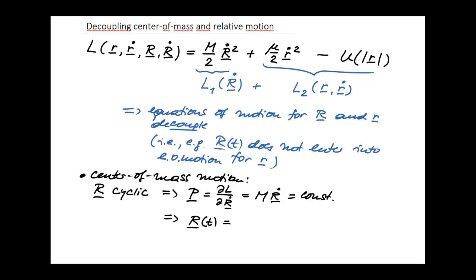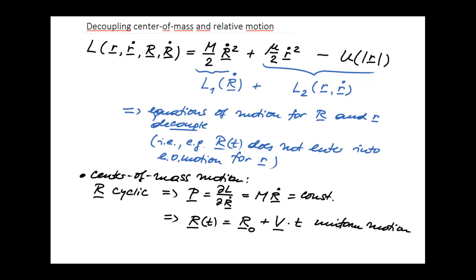So the position of the center of mass as a function of time has the general form. It's the position at time 0 plus the velocity, capital V of the center of mass, times t, and this velocity is constant in time. The momentum is constant in time. They are proportional to each other via the total mass, so the velocity is also constant in time, and this is simply a uniform motion.